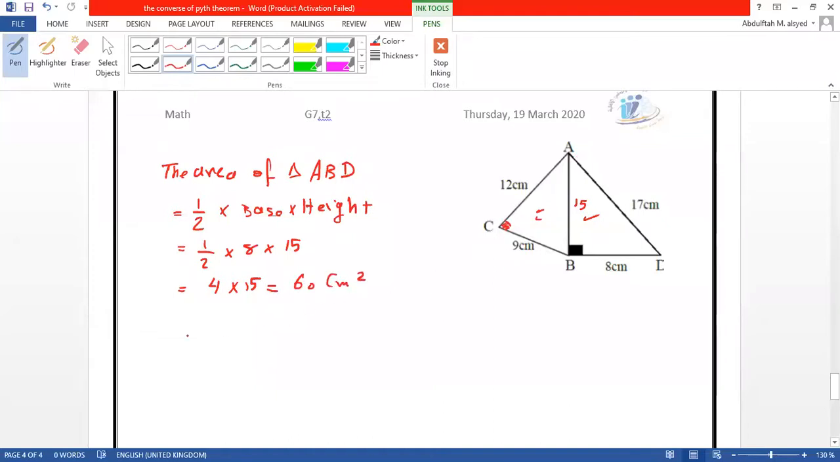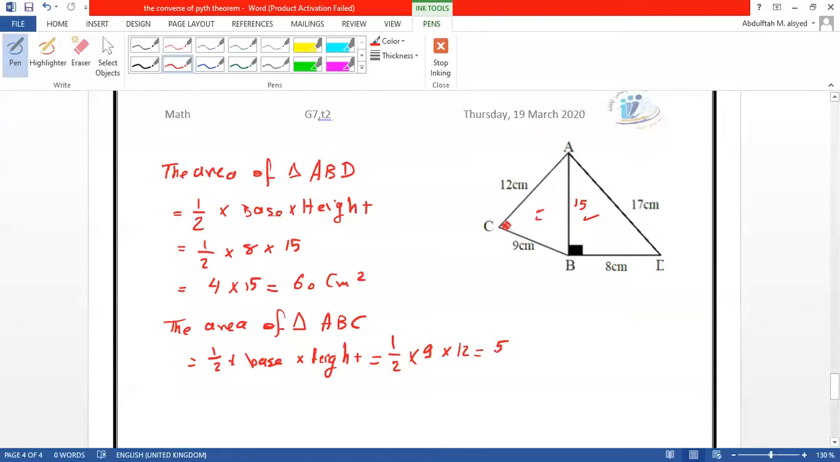Now to find the area of the second triangle, the triangle ABC, this is the base and this is the height, so we'll take AC and BC. The area also equals half times base times height, equals half times 9 times 12, equals 6 times 9, which is 54 centimeters squared.